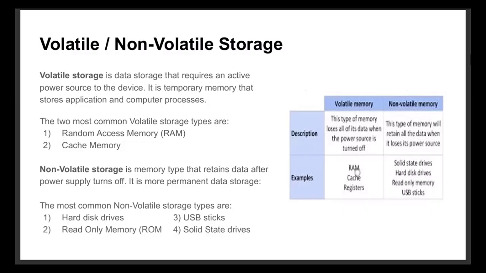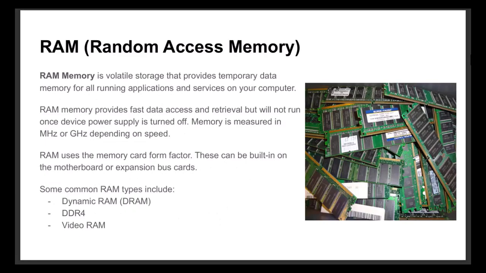Now we're going to go ahead and go through a series of different media or device types that we can use for data storage. First, we're going to discuss RAM memory. RAM is random access memory. RAM memory is volatile storage. It is temporary data storage that we use for all of the files, applications, and services that are running on our computer. RAM memory will require a power supply.